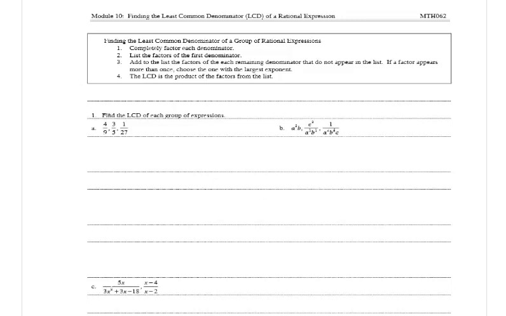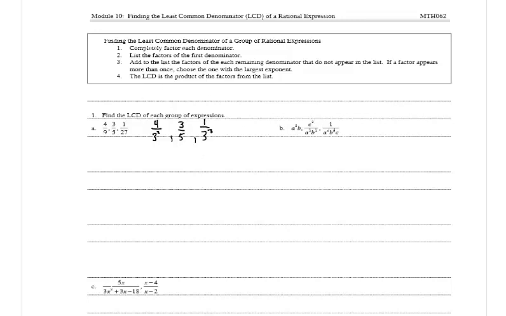So the first thing we want to do is rewrite each of these rational expressions with the denominator completely factored. So we're going to have 4 divided by, and we can write 9 as 3 squared, and then we have 3 over 5, 5 is prime, and 27 is 3 cubed, so 1 over 3 cubed.